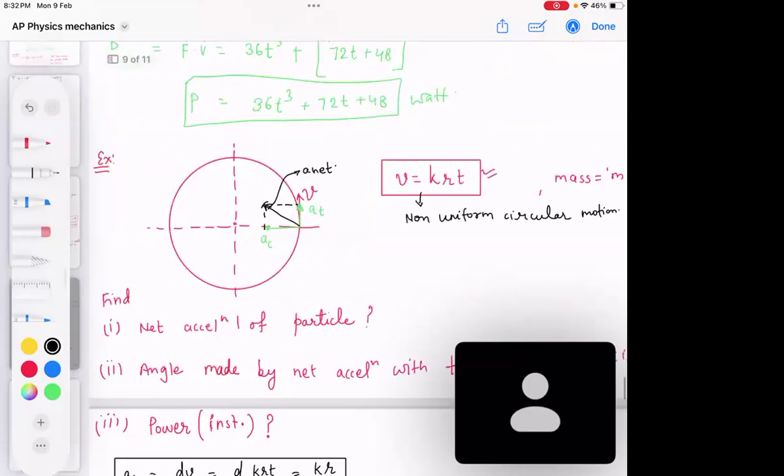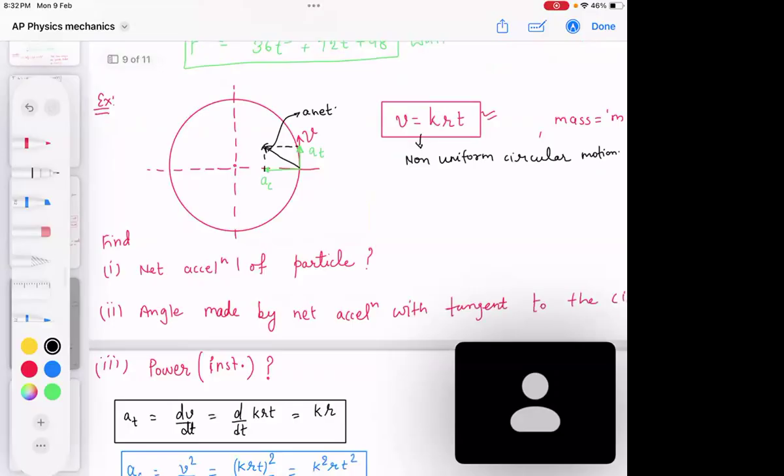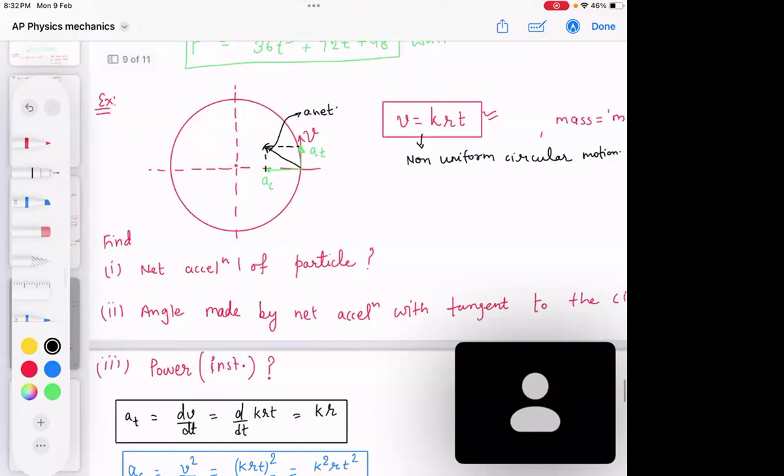So this is the first part of the question: what is the net acceleration? Second part, the angle made by the net acceleration with the tangent to the circle. With the tangent to the circle means what? Am I asking you what is this angle theta?